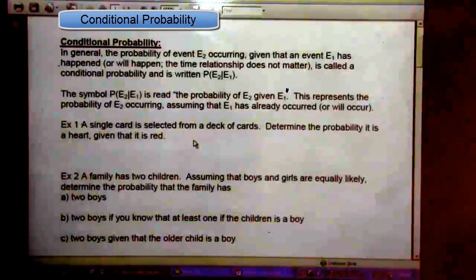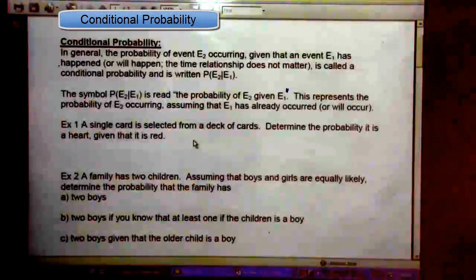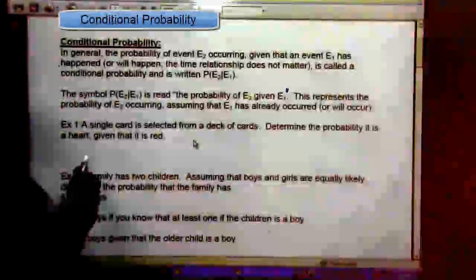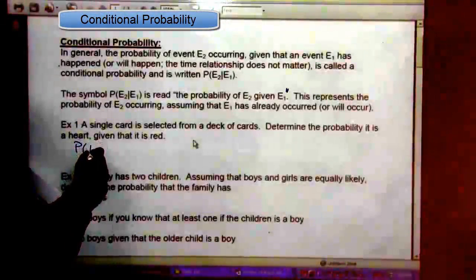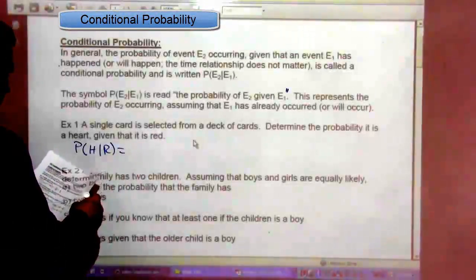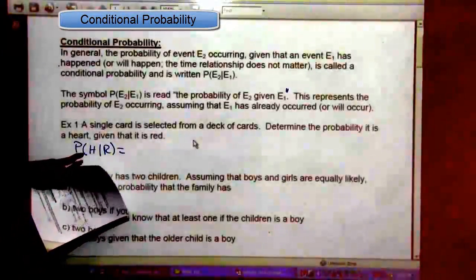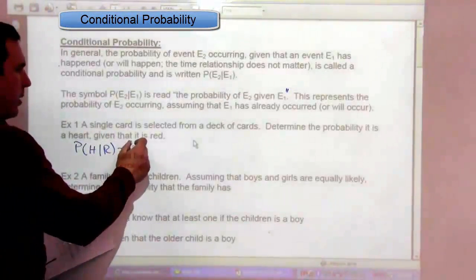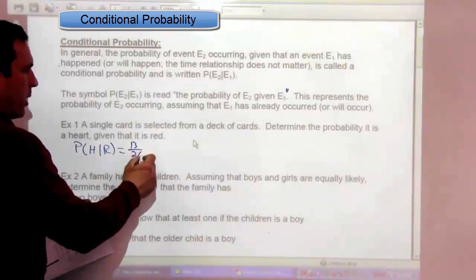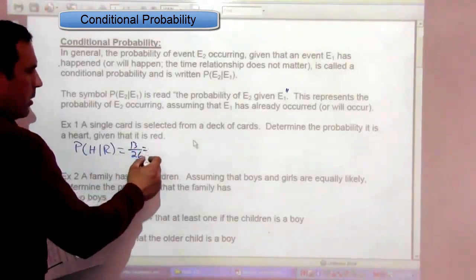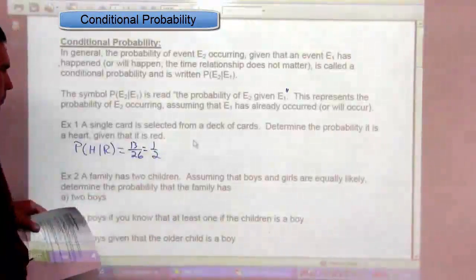A single card is selected from a deck of cards. Determine the probability it is a heart, given that it is red. So we're looking at the probability that it was a heart, given that it's red. Well, how many hearts are there that are red? Well, there are 13 hearts. They're all red, out of the 26 red cards. There are 26 red cards altogether. So that's 1/2.